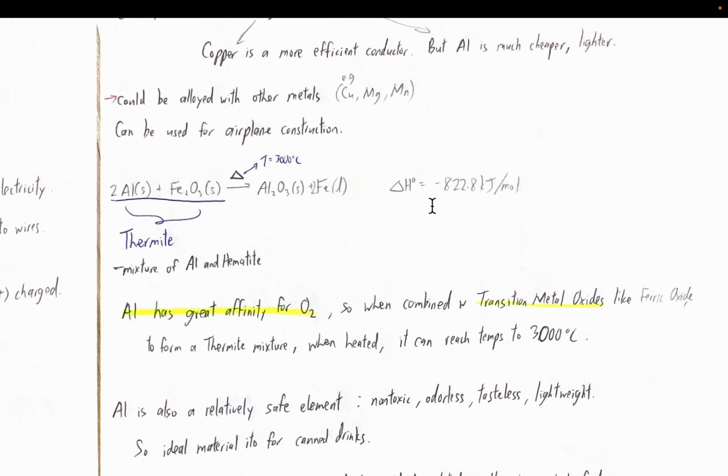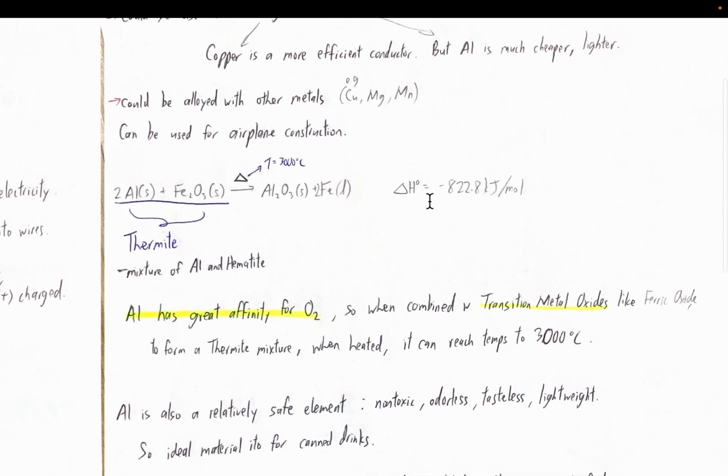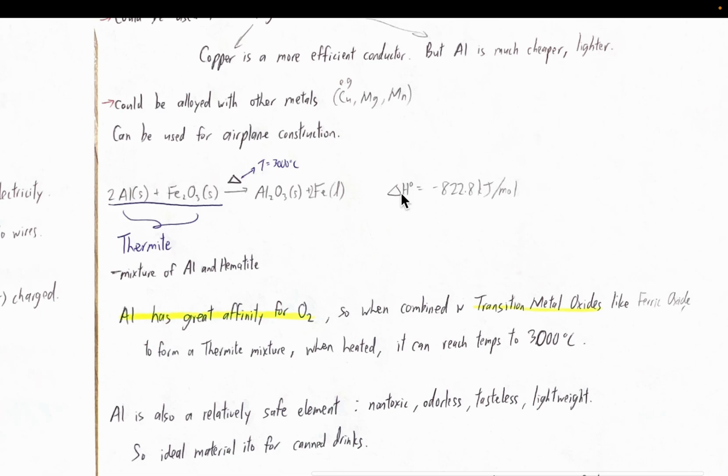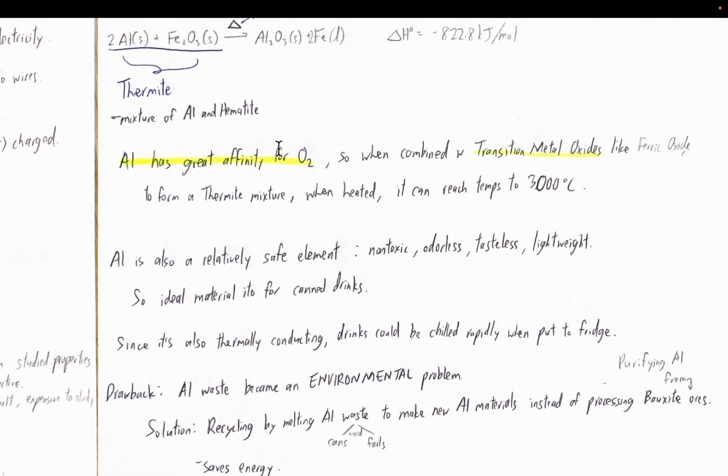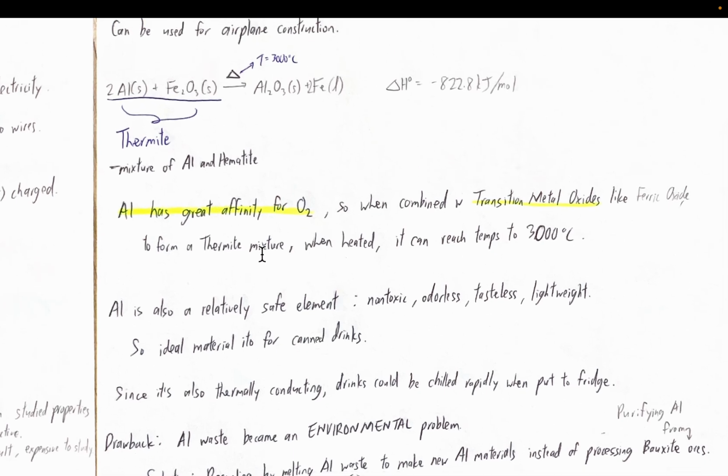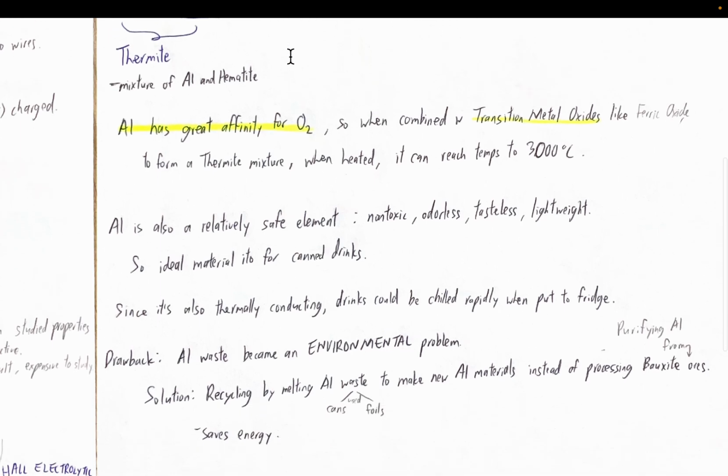The change in heat is, I'm not sure about this one anymore, but it's negative 822.8 kilojoules per mole. Aluminum essentially has a great affinity for oxygen. So when you combine it with transition metal oxides, for example, ferric oxide, to form a thermite mixture, when you heat it, it can reach temperatures of 3000 degrees Celsius, the same value I mentioned earlier.